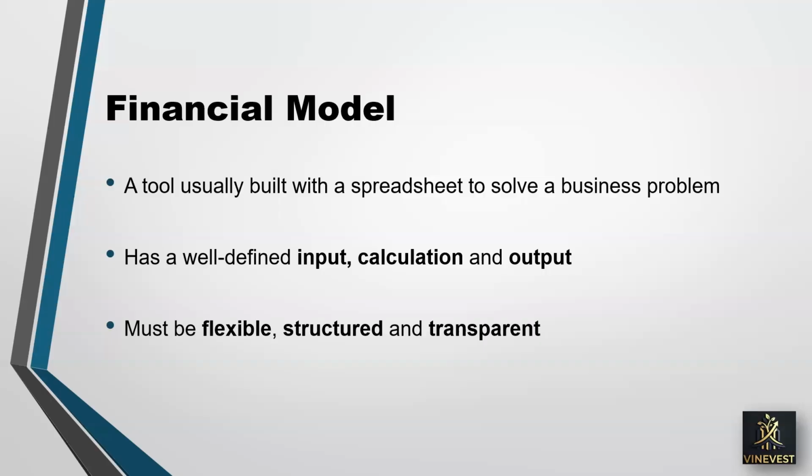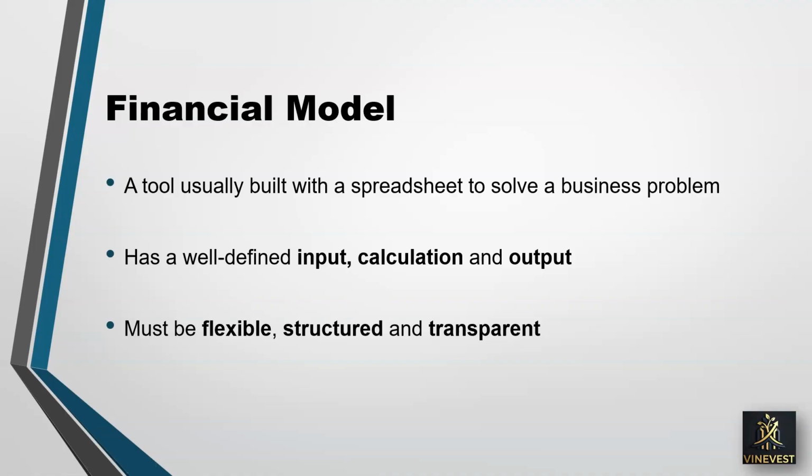Then a financial model has a well-defined input. A financial model is a tool usually built with a spreadsheet to solve a business problem. I said that a financial model has a well-defined input, calculation, and output. So we have inputs. Those are the assumptions, the variables, and other things that we need to make our projection or build our model. Then we have the calculation and we have outputs.